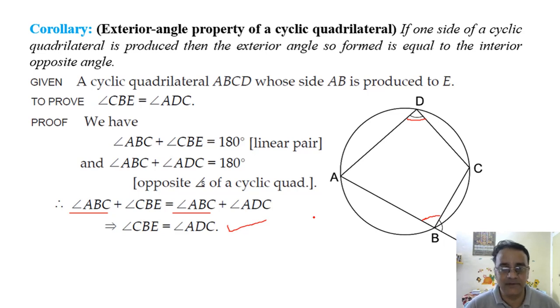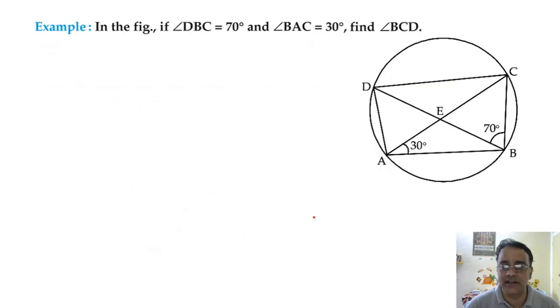Now we'll see one example. Look carefully. This is a very good question. In the figure, if angle DBC is equal to 70 degrees and angle BAC is equal to 30 degrees, find angle BCD. This angle we have to find. So how will we find it? Look carefully. First of all, this angle is equal to 30 degrees. Why? Angles on the same segment. These two angles are equal, so this is also equal to 30 degrees.